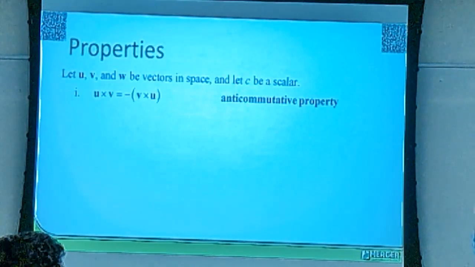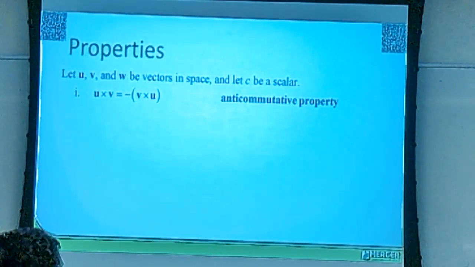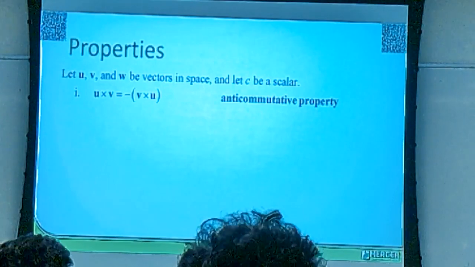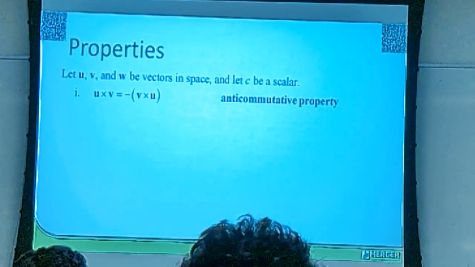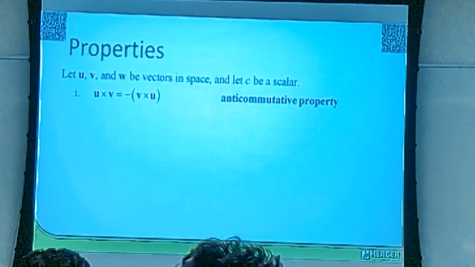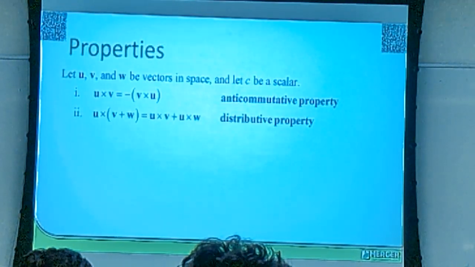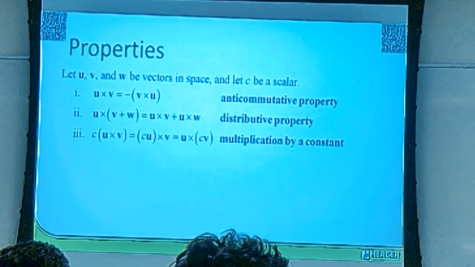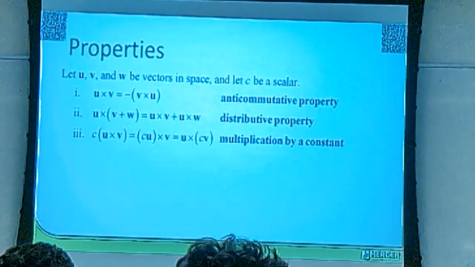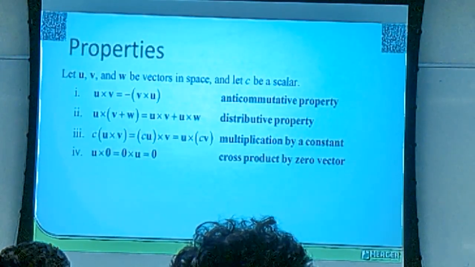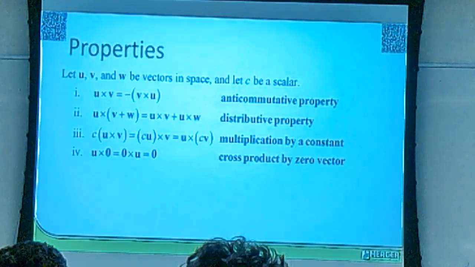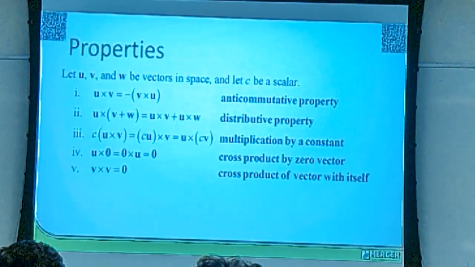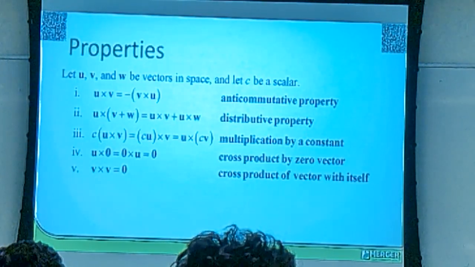And so, properties. The first one is called the anti-commutative property, right? Because it's no longer commutative, order does matter. But actually, if you just flip the order, it just multiplies by minus one, so we call it anti-commutative. It distributes over vector addition. Same thing as with the dot product, when you multiply by a scalar, where you put that scalar doesn't matter. Take the cross product of a vector with the zero vector, it's always the zero vector. And any vector crossed with itself is the zero vector.